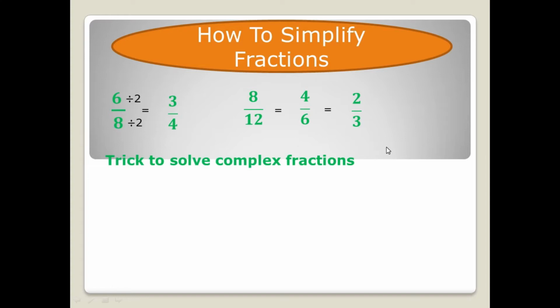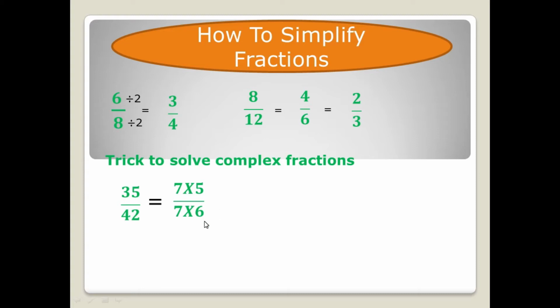Now I am going to share with you a trick to solve complex fractions, because earlier we discussed very simple fractions. The example is 35 by 42. In order to solve this type of fraction, we have 35. We know that 7 times 5 is equal to 35, and as far as 42 is concerned, we know that 7 times 6 is 42.